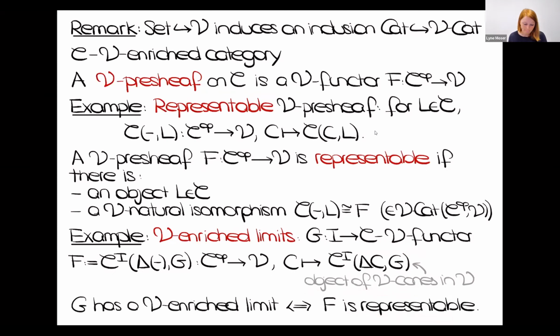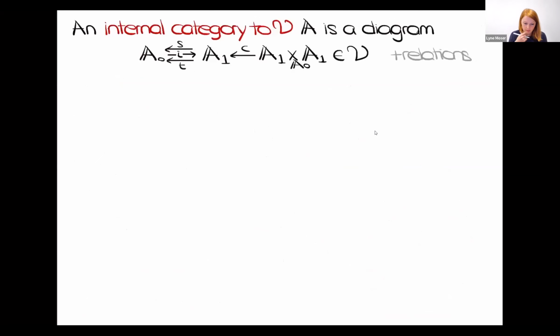And so a V-enriched limit is an object that represents this functor. Okay. So now in order to internalize this definition of representability, we're going to need internal categories to V. And so internal categories to V are diagrams like this, where I have source, identity and target and compositions, and they satisfy the usual relations of a category object in V.